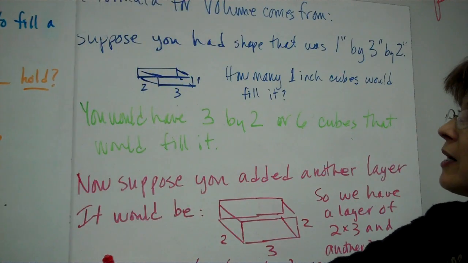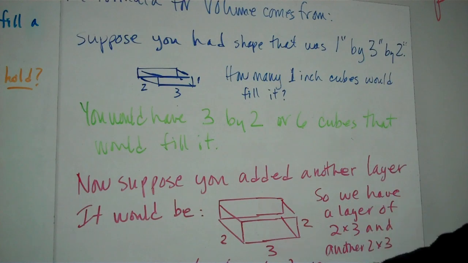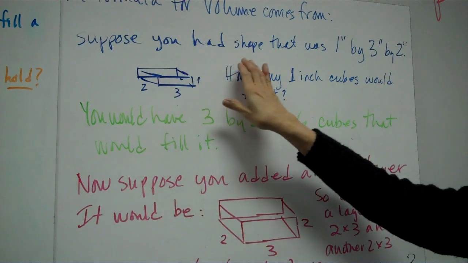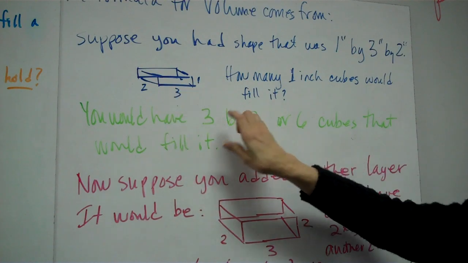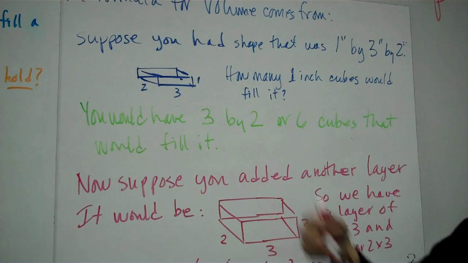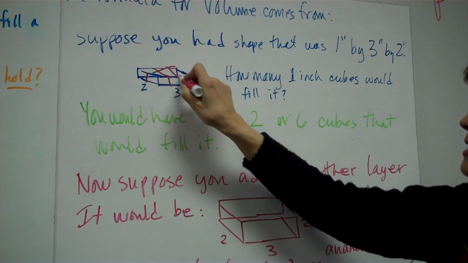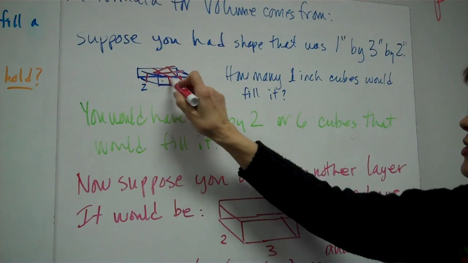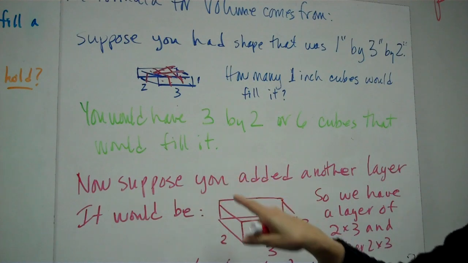All right, so I want to explain where we get the formula for the volume. Suppose you had a shape that was just 1 by 3 by 2 inches. Try to draw it there. How many 1-inch cubes would fill it? Well, you have 3 cubes on this side, and then 2 here, so you can easily see that you'd have 1, 2, 3 here, 4, 5, 6. You'd have 3 by 2, or 6 cubes, that would fill it.